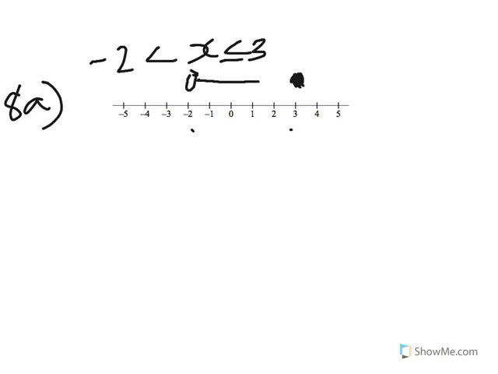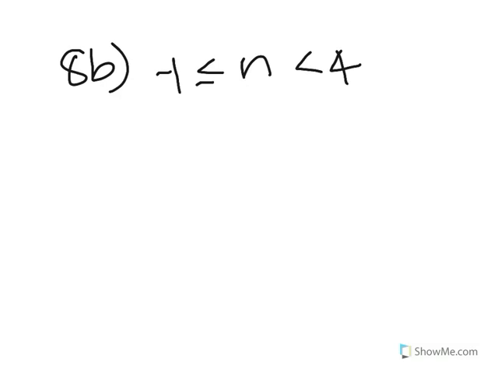You put a line, and you join the 2. And that's it. 8b is very similar also. It's asking you to write down all the possible values of n which satisfy this inequality: n greater than or equal to negative 1 and less than 4.